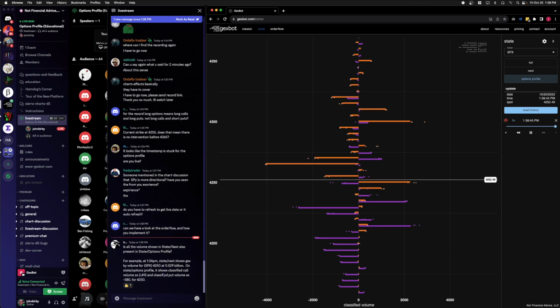Is all the volume shown in state/next also present in state/options profile? Oh, yeah. I mean, I can go into that.